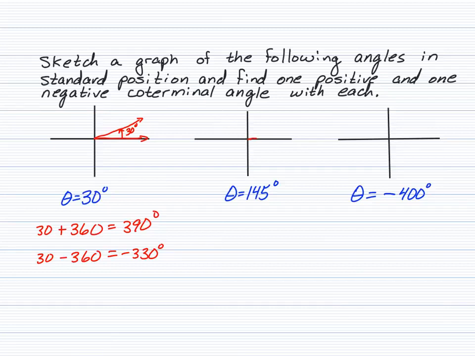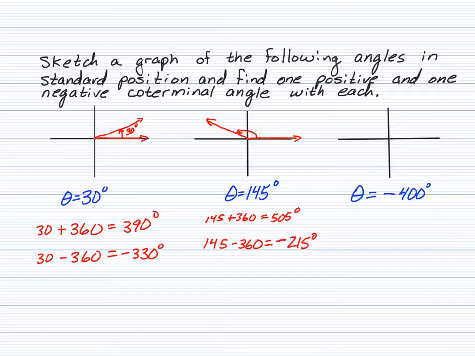All right, the next one is 145 degrees. So 145 degrees would be somewhere over here, going this way. And so if you take that 145 and add 360 to it, that's going to give you 505 degrees. And if you take the 145 and subtract 360 from that, let's see, that'll give you negative 215 degrees, and that would be another coterminal angle.